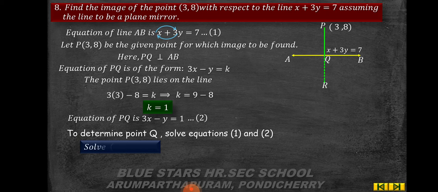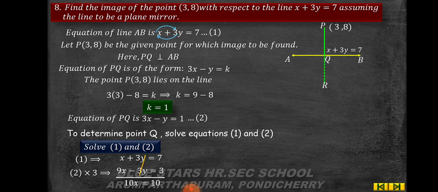To determine the point Q, solve those two equations 1 and 2. Equation 1: x + 3y = 7, and equation 2 into 3: 9x - 3y = 3. So solving 1 and 2, the 3y and minus 3y get cancelled. You get 10x = 10. Therefore, the value of x is equal to 1.